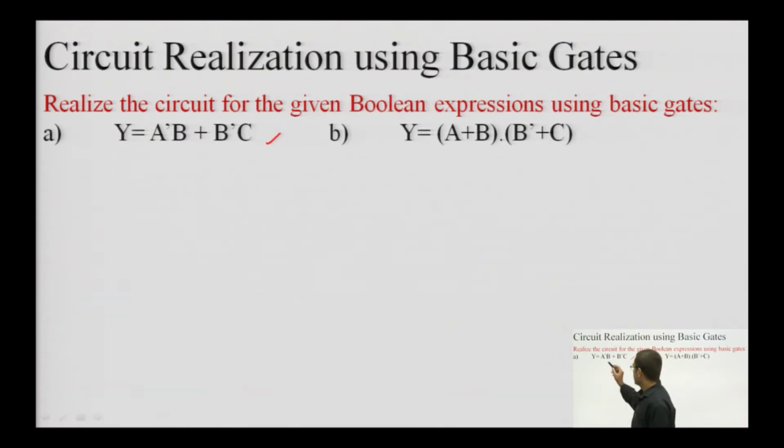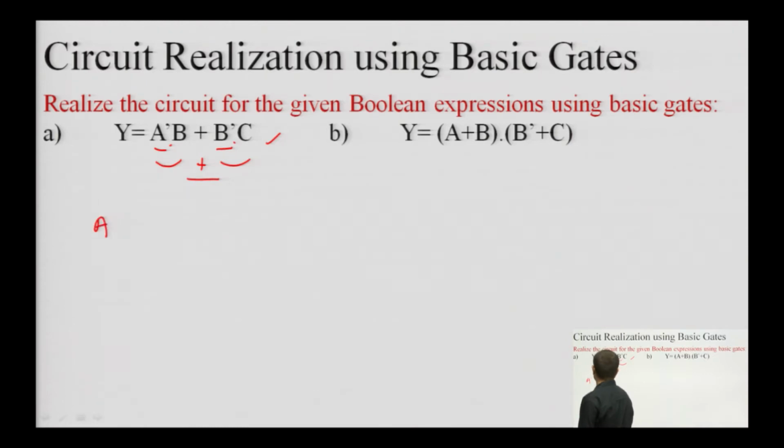Then I can see that A is having a bar, B is having a bar, that means definitely I need a NOT gate. Then I can see that these two variables are being multiplied, that means I need two AND gates, and once these two products are ready, they are to be added together, that means I need an OR gate. So, this gives me the requirement that two NOT gates, two AND gates and one OR gate are required. So, let us convert this into a circuit.